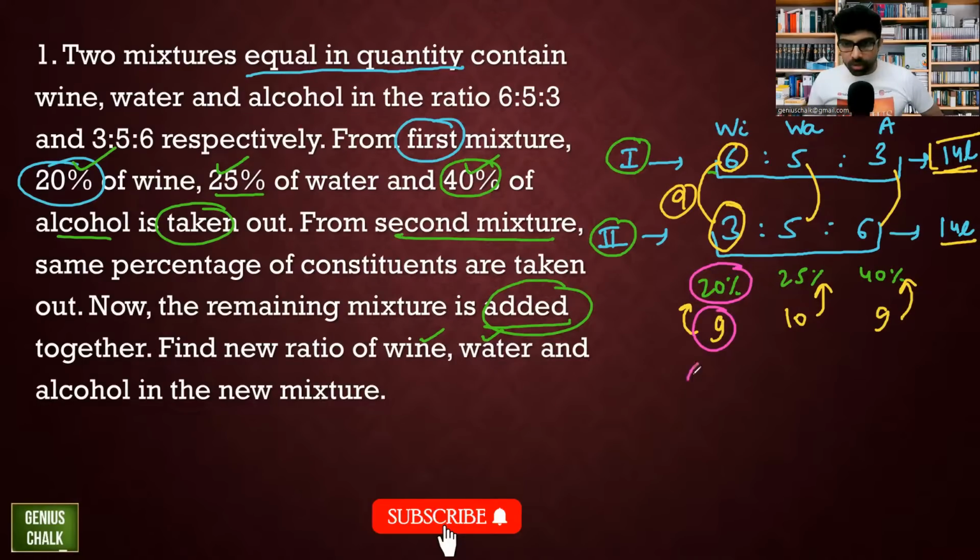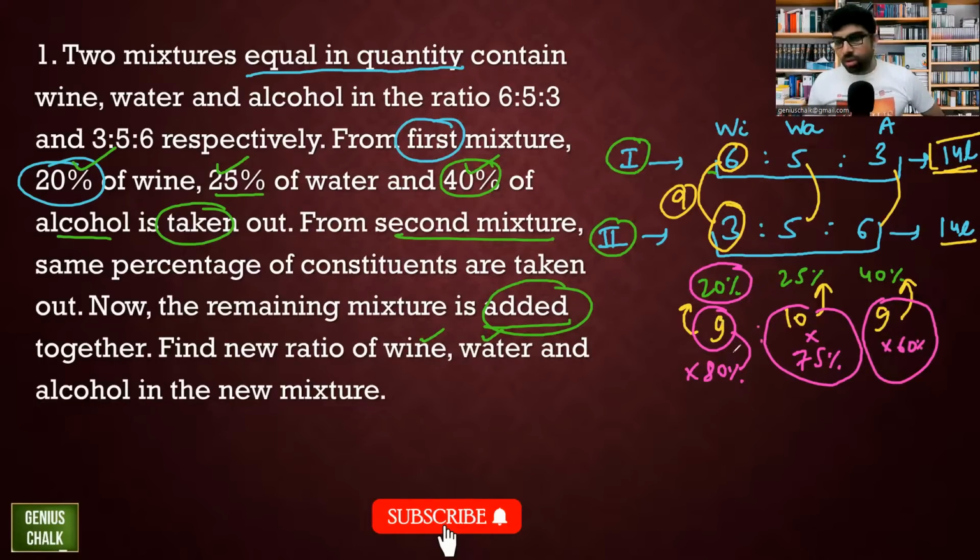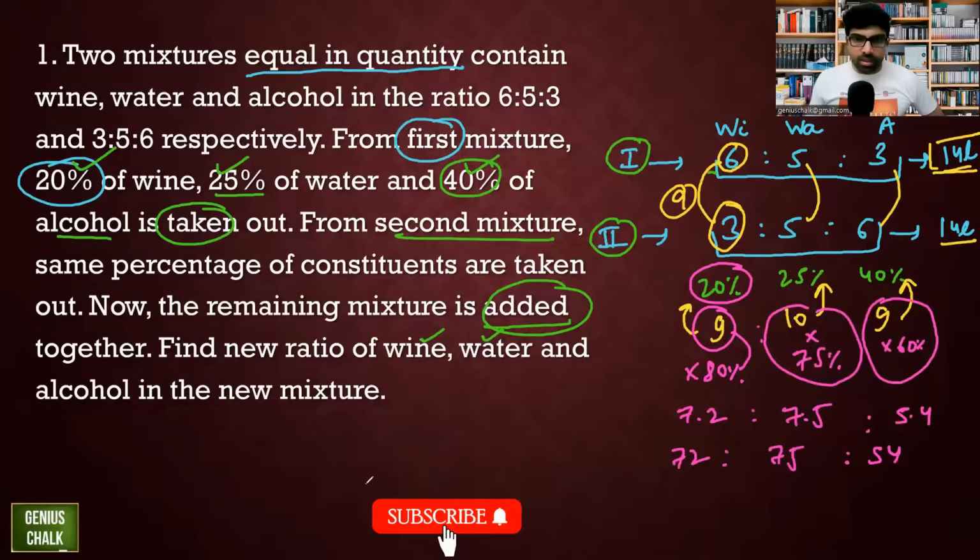From 9, 20% is out. That means 80% of 9 is left. From 10, 25% is gone. So can I say 75% of 10 will be left? And from 9, 40% is out. So can I say 60% is left? So this is my ratio. So 9 into 8, 72. Right. And it is percentage. So 7.2. 10 into 75, that is 7.5. 9 into 6 is 5.4. So if I take the decimal away, what is my ratio? It is 72, 75, and 54.